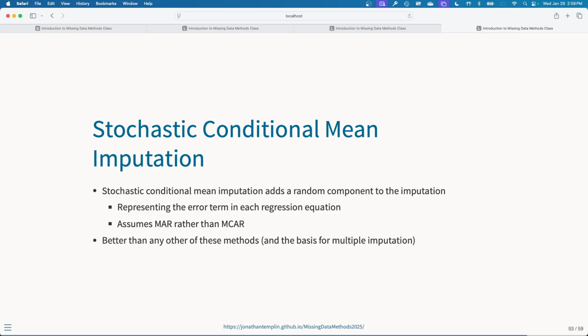This, by the way, is the starting point for MICE. Right? I mentioned the chained equations. Basically, the chained equations goes through iterations of stochastic mean imputation throughout. And it's a long process, almost like a Markov chain, where every missing observation gets imputed using stochastic mean imputation. And then that results in a set of data sets that you can then use to analyze your data.